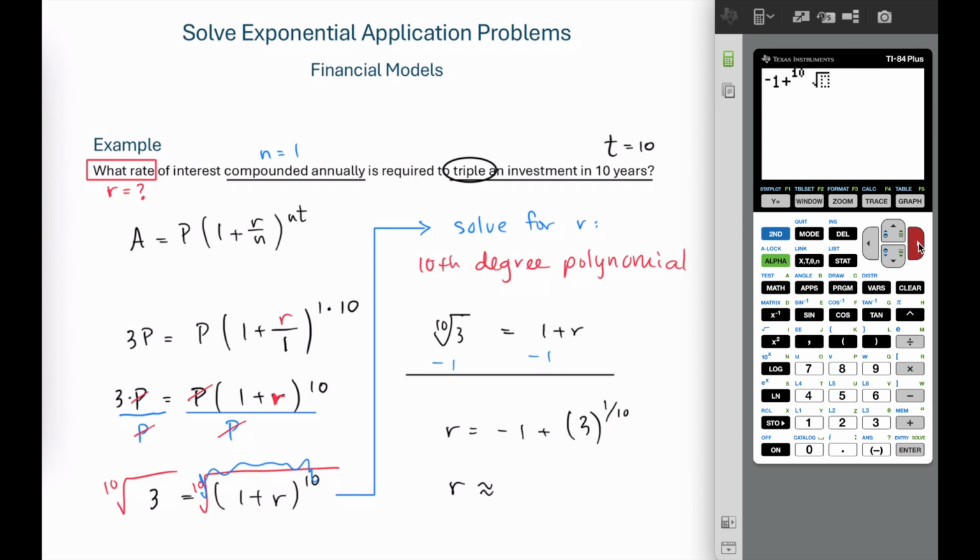So we could say the 10th root of 3, and the decimal approximation for that is 0.116, which essentially means that we would need an 11.6% interest rate in order to triple an investment of any size in 10 years.